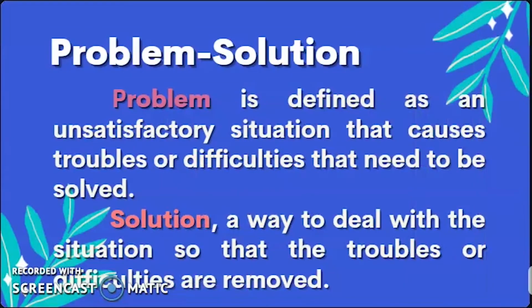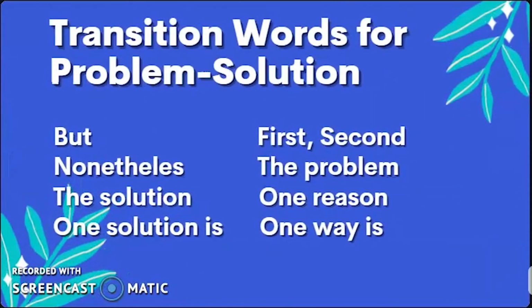What do we mean by problem and solution? When we say problem, it is defined as an unsatisfactory situation that causes troubles or difficulties that need to be solved. And when we say solution, it is a way to deal with a situation so that the troubles or difficulties are removed. In writing across disciplines, the problem-solution pattern of development is used to deal with topics that pose problems and present solutions in a logical manner. The following are the different transition words that denote problem and solution.